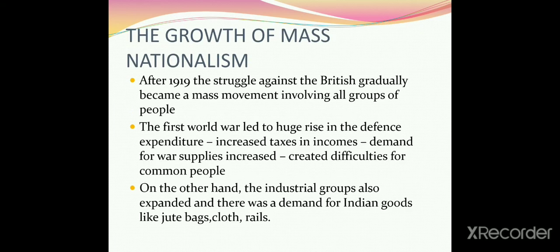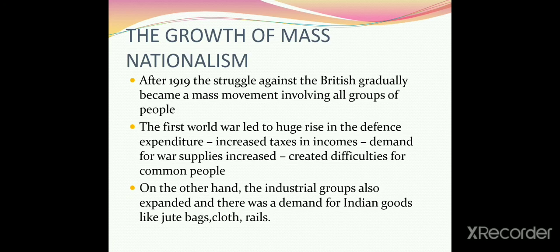The growth of mass nationalism. After 1919, the struggle against British rule gradually became a mass movement involving peasants, tribals, students and women in large numbers, and occasionally factory workers as well. The reason is that the First World War altered the economic and political situation in India.